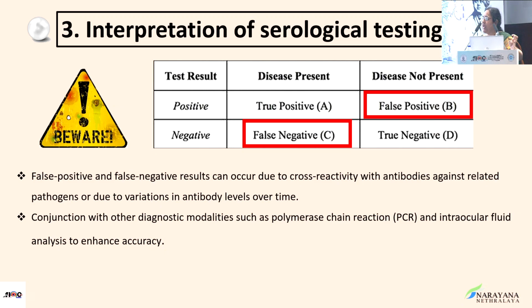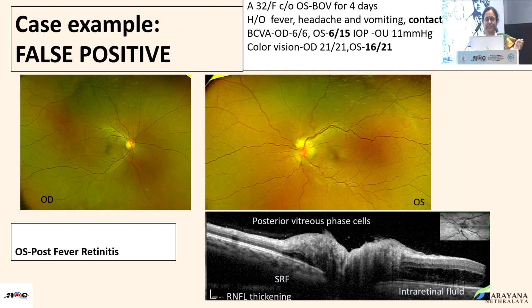The next topic is interpretation of serological testing. We need to beware of false positives and false negatives when we order the test. False positives and false negatives occur due to cross-reactivity with antibodies against other pathogens or due to variations in antibody levels over time. In these situations, the diagnosis can be confirmed with additional investigations like polymerase chain reaction or intraocular fluid antibody analysis to enhance the accuracy of the diagnosis.